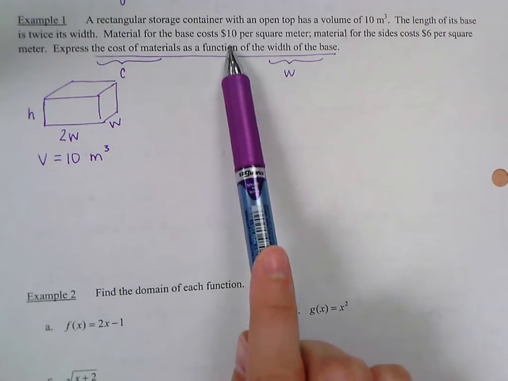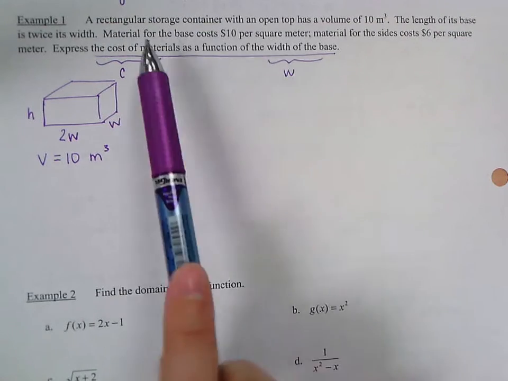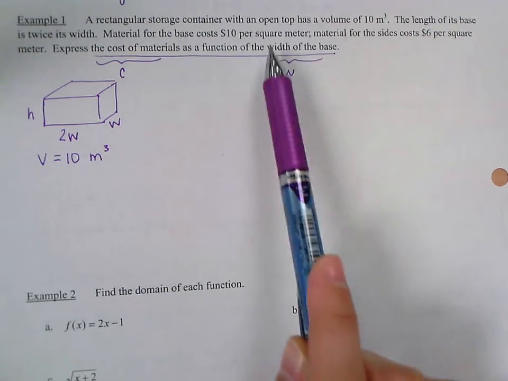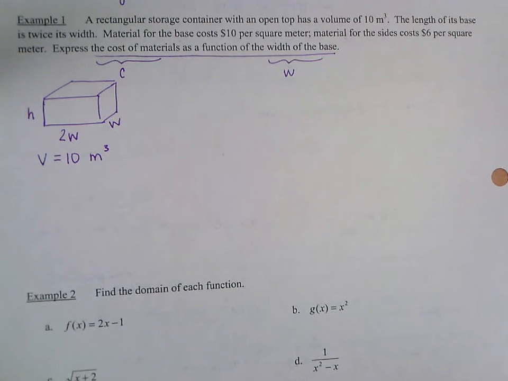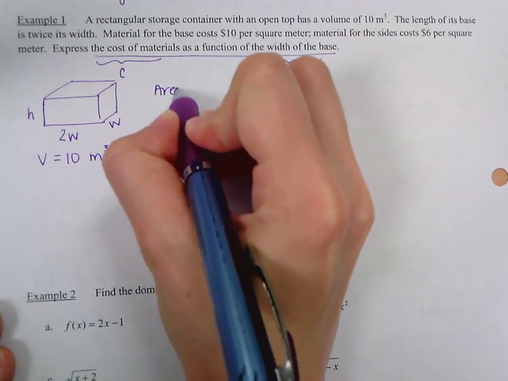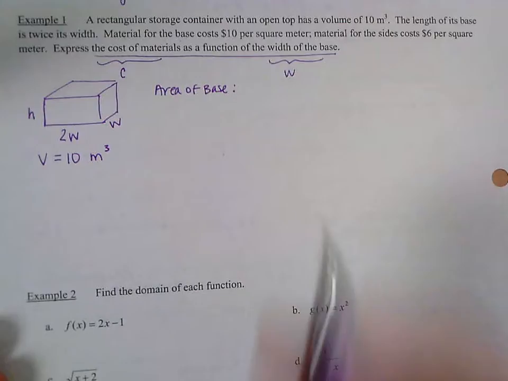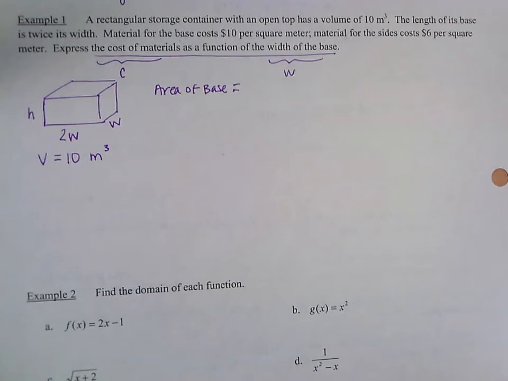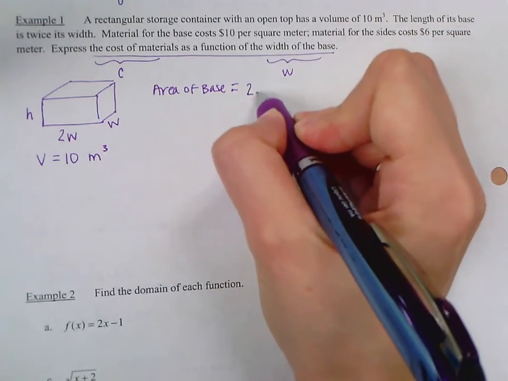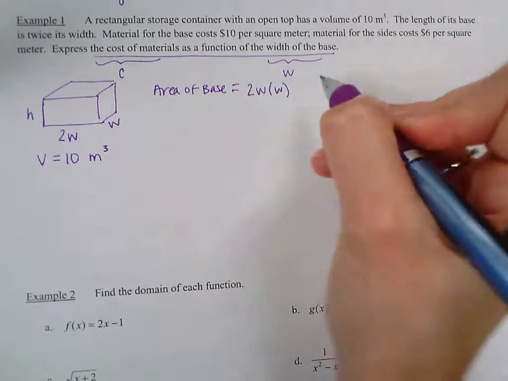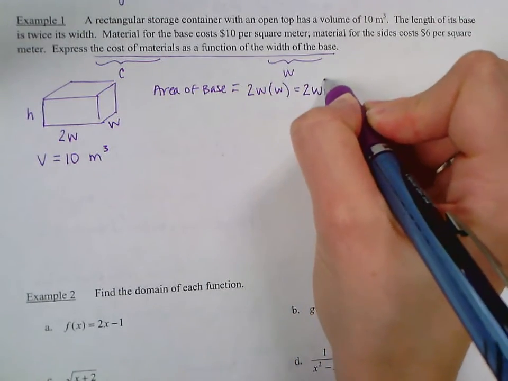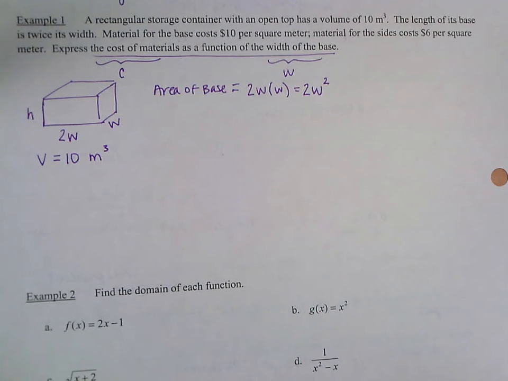Because notice it does say $10 per square meter. So we would need to know the square meters, the area of the base, and then just multiply that by 10 to get the cost of the base. So I'm going to put this together in pieces. I'm going to say area of base. Yes, I could put equals here. So if I see that my base, my length is 2W, my width is W, so I would have 2W times W, length times width, or I could write that as 2W squared is the area of the base.